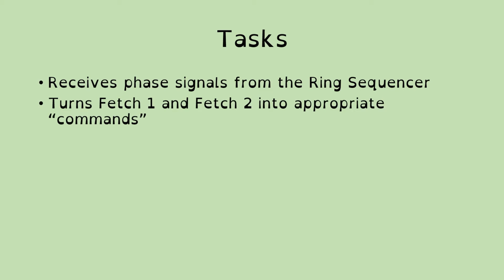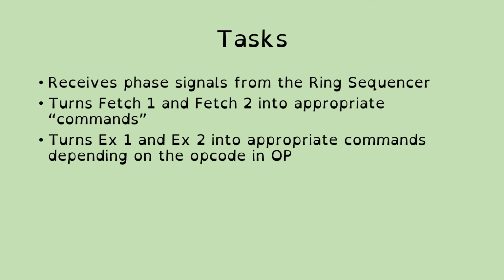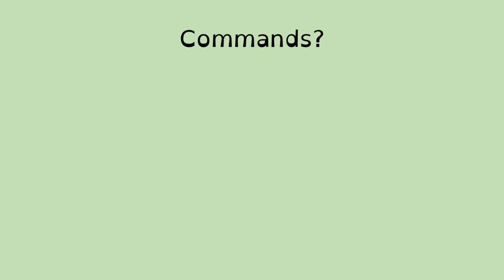It turns those into appropriate commands, and I'll explain what I mean by commands in a minute. It also takes the execution signals, and again there are two of those, x1 and x2, and turns them into the appropriate commands depending on the opcode, which has been stored in the op register, which has been got there by the fetch 1 and fetch 2 commands. So effectively the control unit has grabbed its own opcode in order to work out what it needs to do.